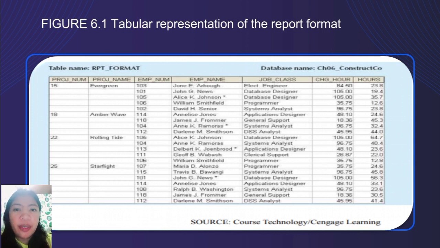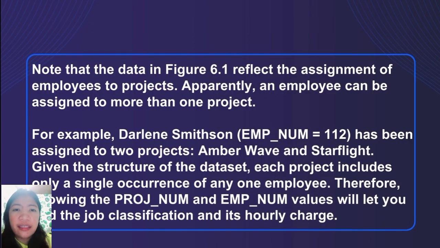The project number and name of each project, the employee number and name of each employee involved in the project, the job class of each employee indicating their role and responsibility, the charge per hour of each employee indicating their hourly rate, and the hours of each employee indicating how many hours they work on the projects. This table can be used to generate a report on the progress, cost, and performance of each project and employee. The data in figure 6.1 reflect the assignment of employees to projects.